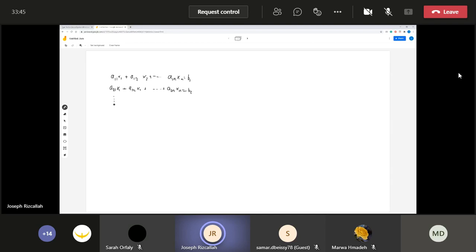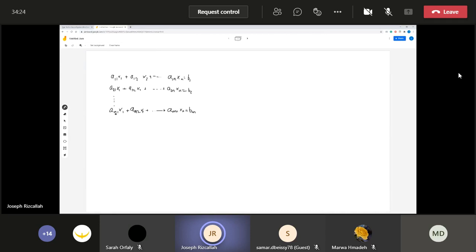And then we continue in this fashion until we get to the very last equation, which I will call number m. M can be any number. Still am1 x1 plus am2 x2, and so on to the very last term in the very last equation, which is amn xn, equal to bm.